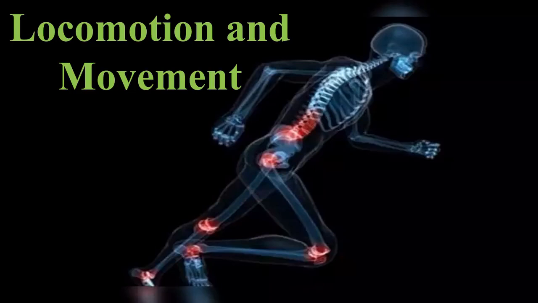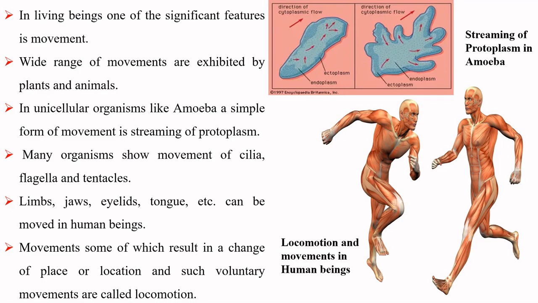Locomotion and movement. In living beings, one of the significant features is movement. A wide range of movements are exhibited by plants and animals. In unicellular organisms like amoeba, a simple form of movement is streaming of protoplasm. Many organisms show movement of cilia, flagella, and tentacles.